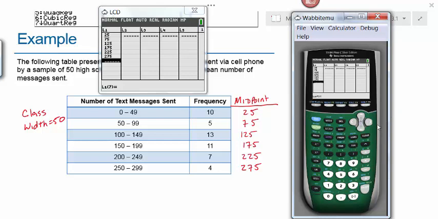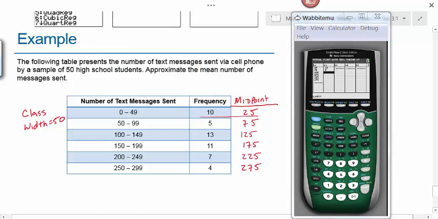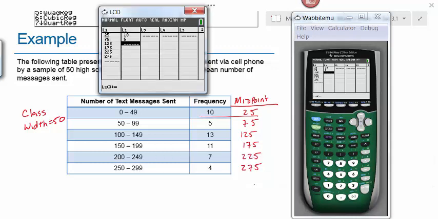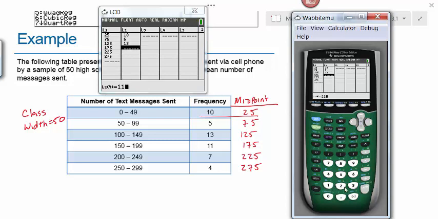Once you've got your midpoints in list 1, what do you put in list 2? The frequency, and that's going to be 10, 5, and it has to be the frequency that corresponds to these midpoints. They're aligned to where they're equal. So for example, this is the midpoint that goes with that frequency. This is the midpoint that goes with that frequency. Any questions about that? So we go 10, 5, 13, 11, 7, and 4. If you've done this correctly, you'll have the exact same number of numbers in list 1 as you have in list 2. If you don't, you've made a mistake somewhere. Go back and check your data.